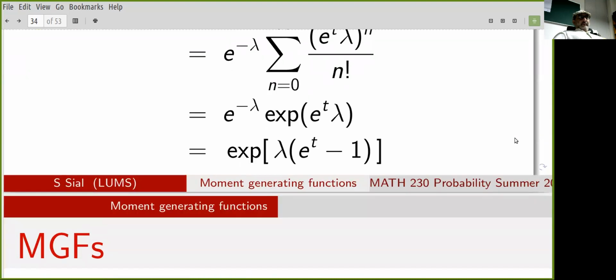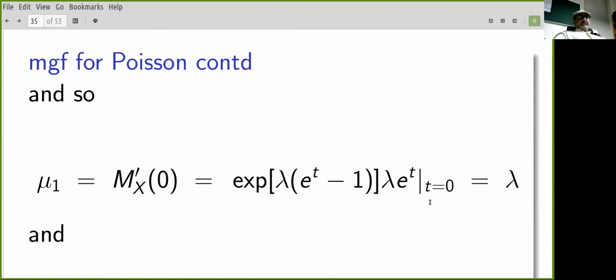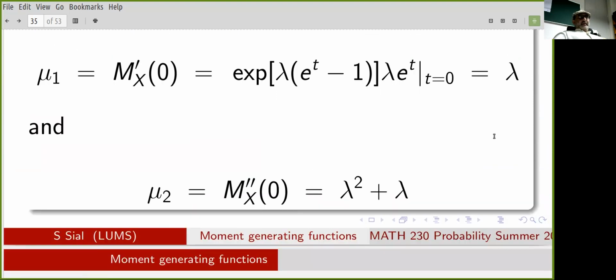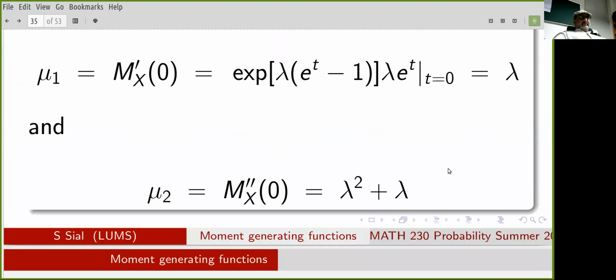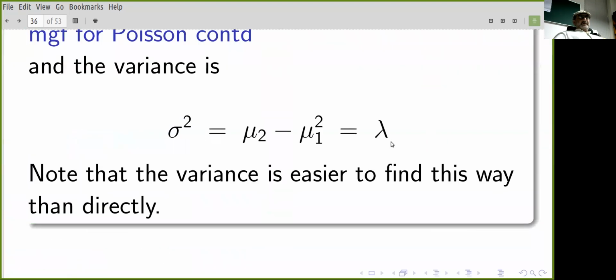If you take its first derivative and then set t equal to 0, you should get lambda. If you take the second derivative and set t equal to 0, you should get lambda squared plus lambda. What's the variance? It's equal to mu2 minus mu1 squared, which is lambda. And this might be easier than the other way that we did it from the definition.